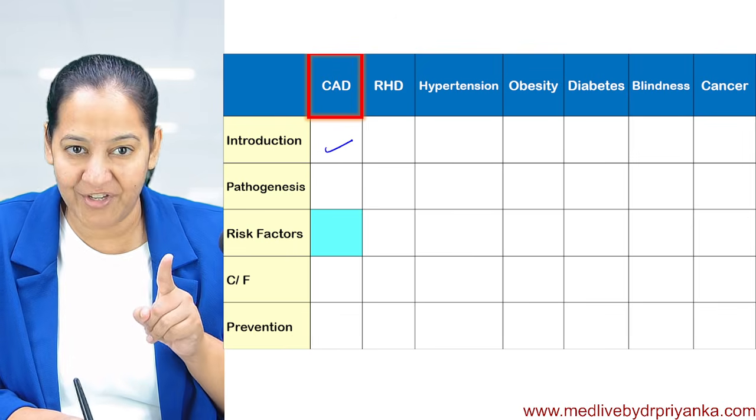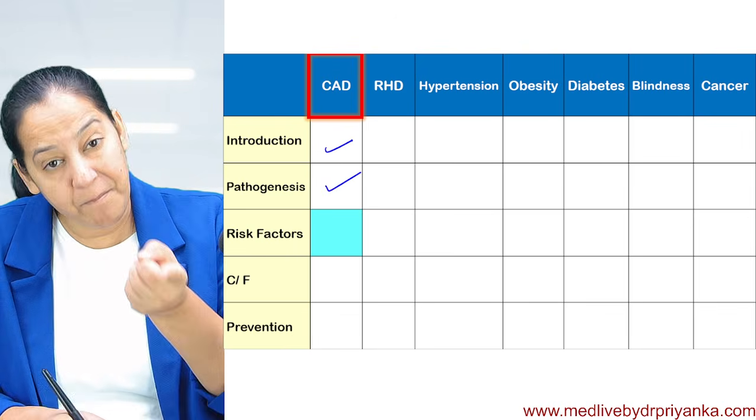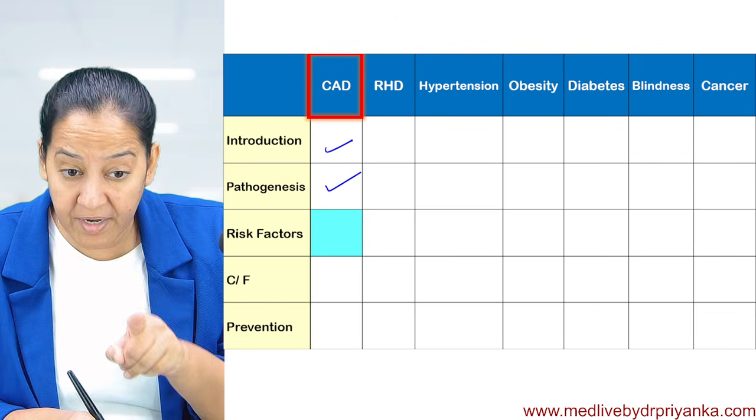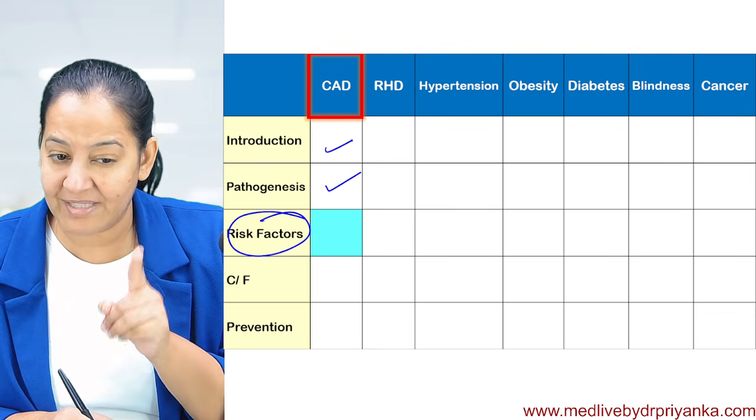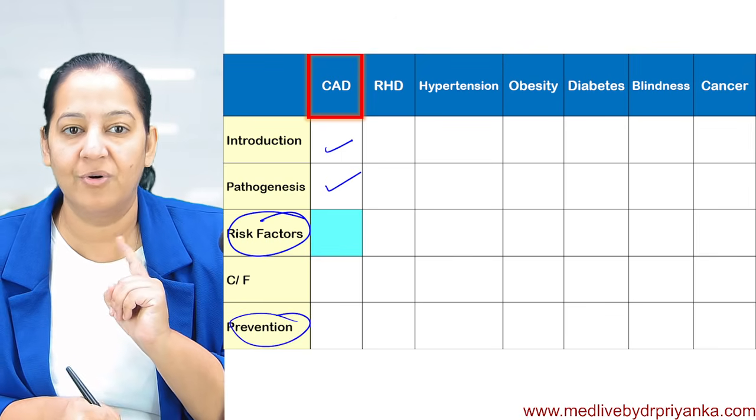So you got the introduction, you got the pathogenesis. But the most important thing in community medicine is to understand the risk factors of non-communicable disease. So please make a 5-star over the risk factors and the prevention. Okay, so risk factors.